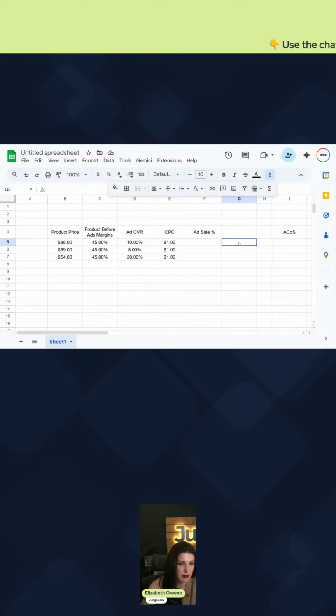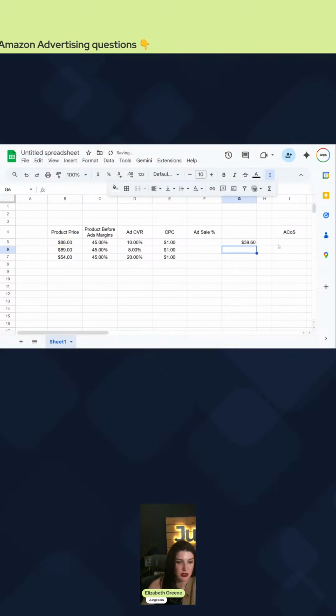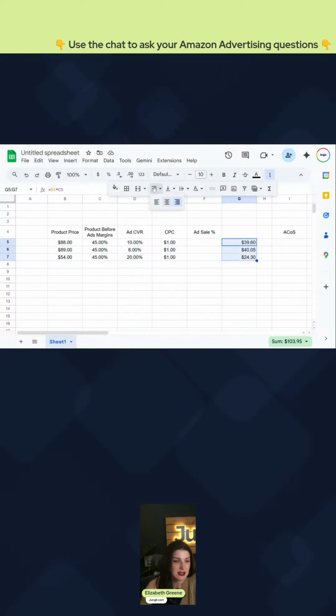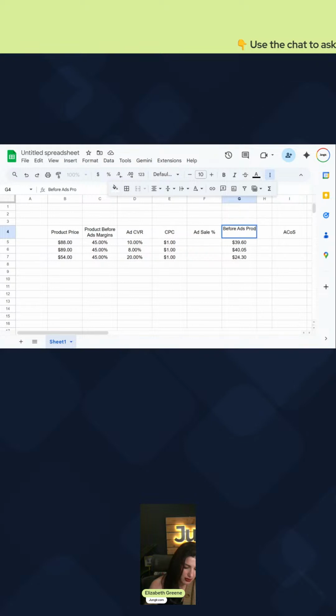Okay, so if our before ads profit margin is 45%, then this is going to be the price times our profit margin. Here we have $39, here we have $40, and here we only have $24. Again, same profit margins, but we're looking at before ads profit dollars.